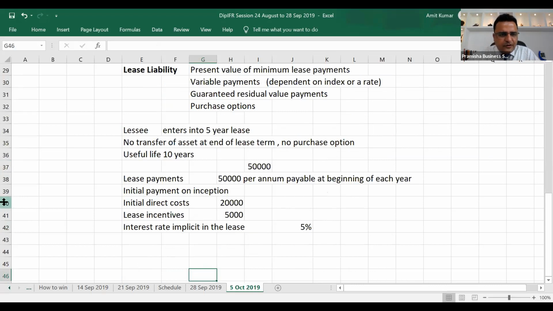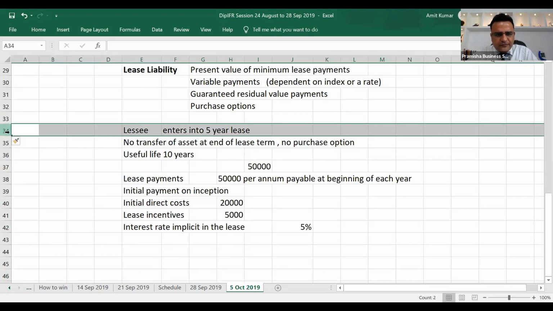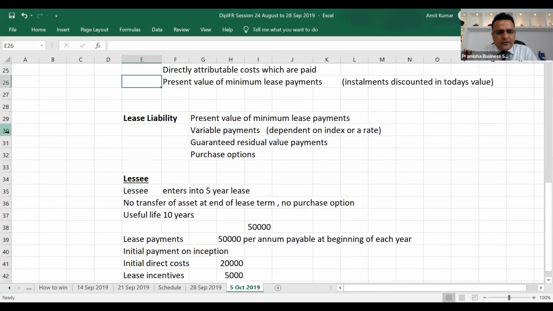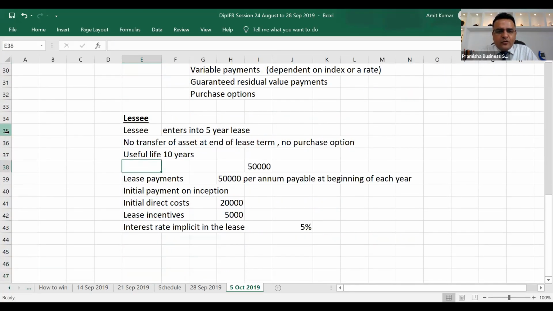So here's an example wherein a lessee enters into a 5-year lease, no transfer of asset at the end of lease term, no purchase option, so no liability in terms of any variable payments in terms of purchase options. Useful life is 10 years. It is agreed that there will be payment of 50,000 per annum at the beginning of each year.